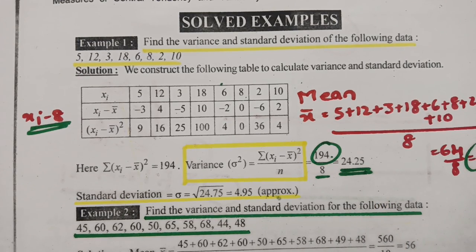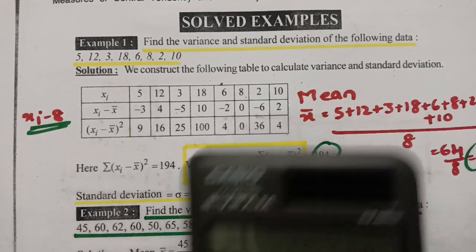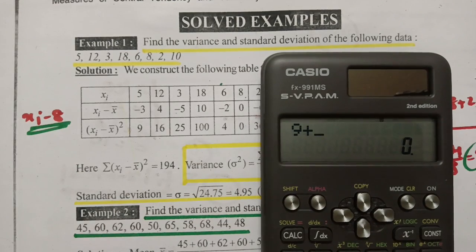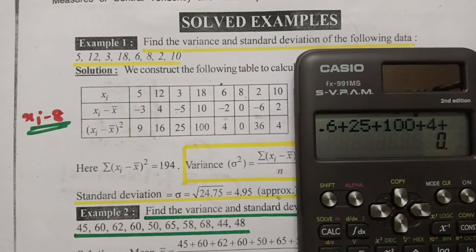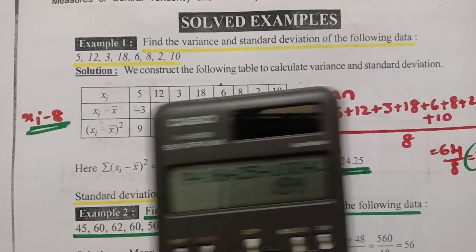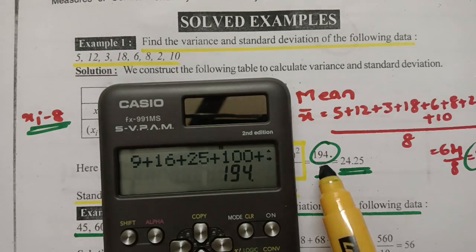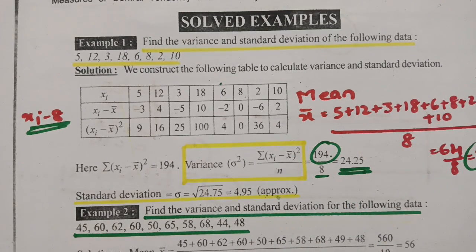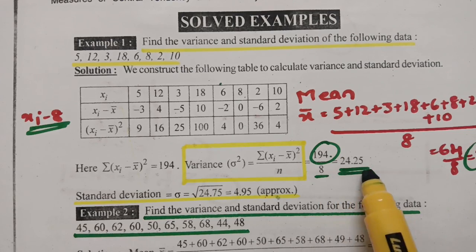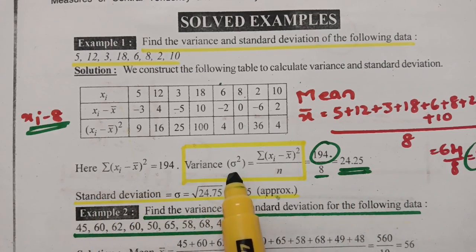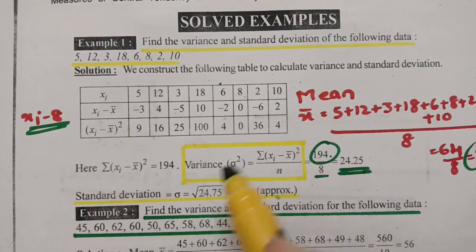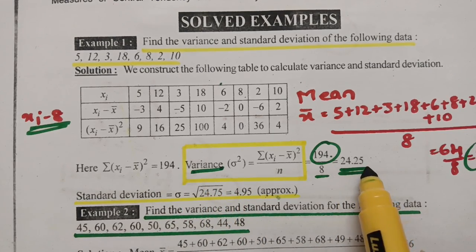See, I'll check for you. This is 9 plus 16 plus 25 plus 100 plus 4 plus 36 plus 4. The final value here is 194. So this is 194 by the total number of values here, 8, that is 24.25. That is our sigma squared value, which is equal to the variance. The variance value is nothing but 24.25.